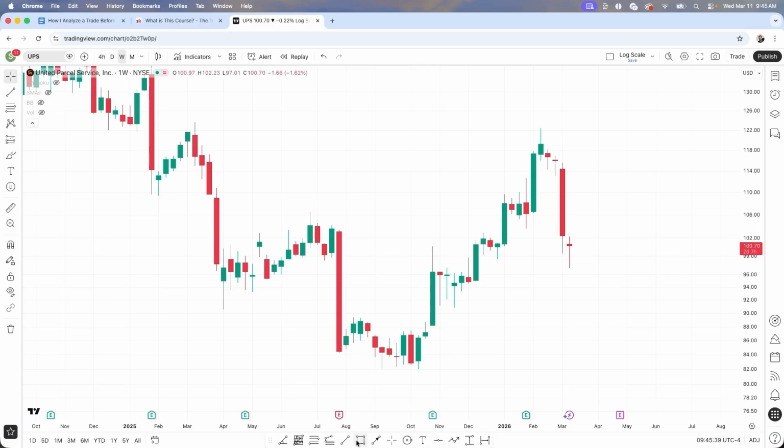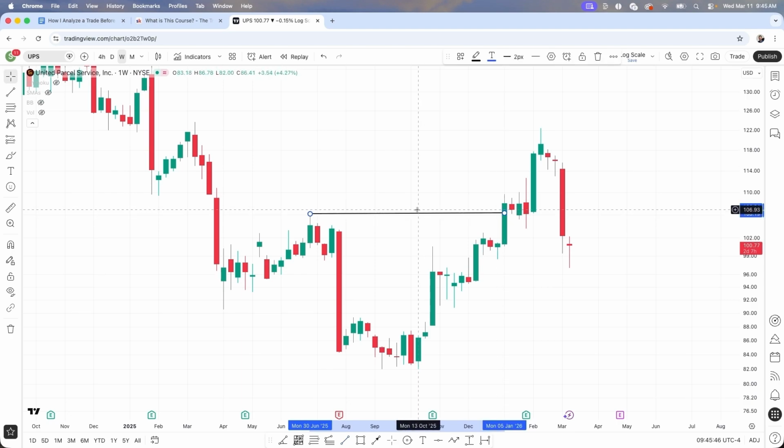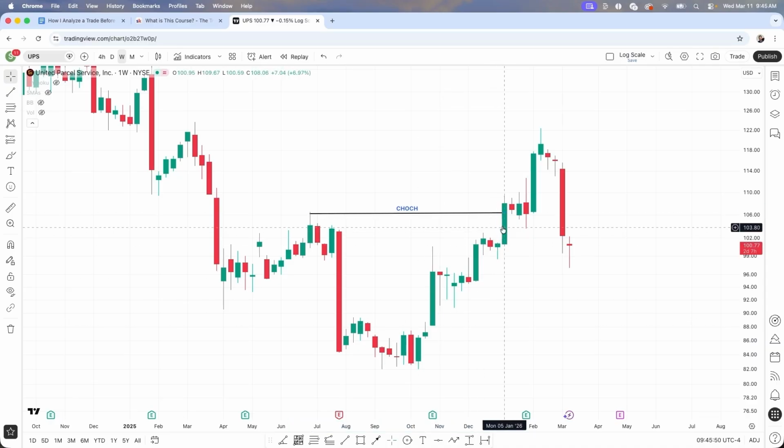So if we just put on a line here from this lower high, this green candle actually closed above. And this is actually called a change of character, and a signal in terms of market structure that the trend has potentially changed. This candle is now closed above this high that's associated with this last low. So we have a change of character and potentially a trend change.